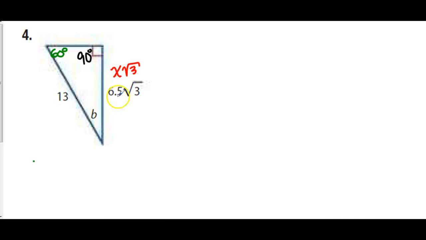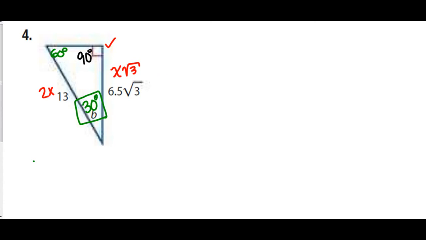If x is 6.5, that means that 13 is 2x. And across from 2x is 90. That checks out. Which means that this b value must be 30 degrees. And I'm all done. B is 30 degrees. Number 4 was a really interesting question. That was great.